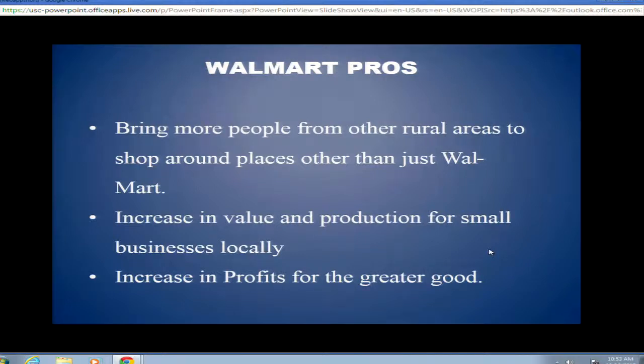And locally, small businesses thrive off of Walmart because when you have a lot of people shopping, normally people get tired, so they want to go to a restaurant or a fast food place just to get food, which also helps the economic chain as well.